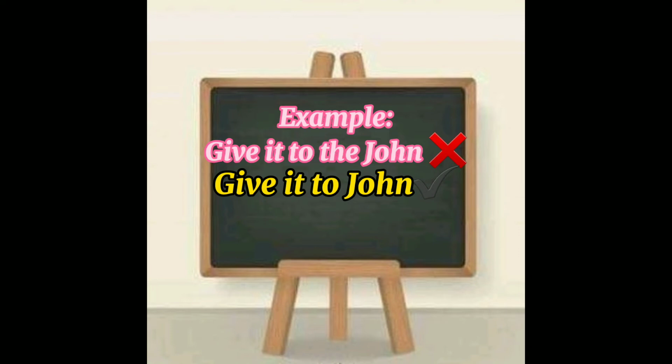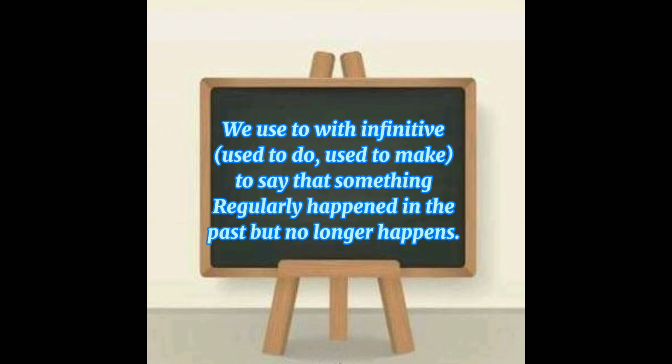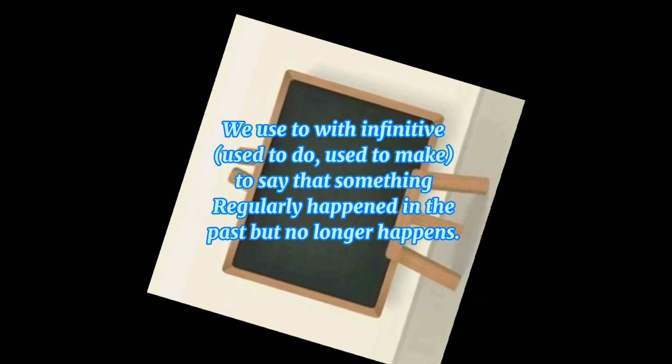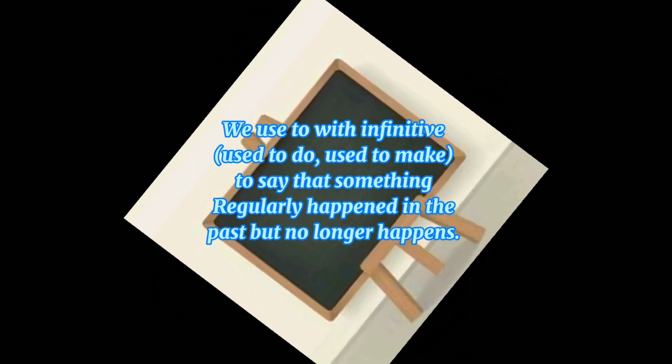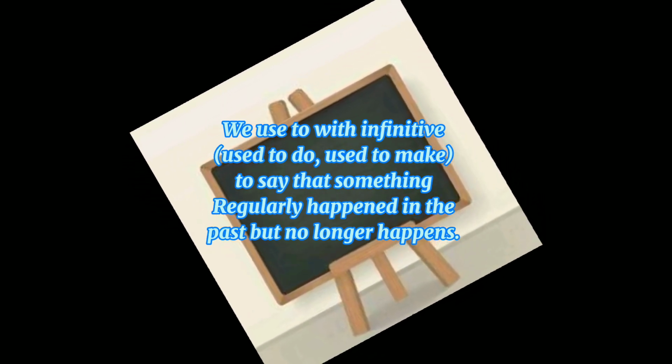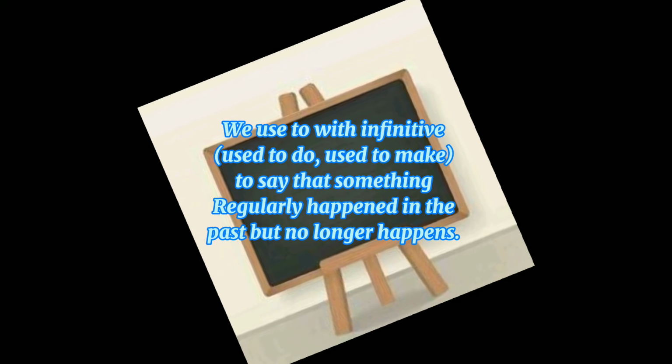Next, descriptive rule is we use to with infinitive. For example, used to is to say that something regularly happened in the past but no longer happens. So, we use the words used to when we refer to things in the past which are no longer true. It can refer also to repeated actions or to a state or situation. But take note that in statements, the form used to does not change. It always refers to past time.